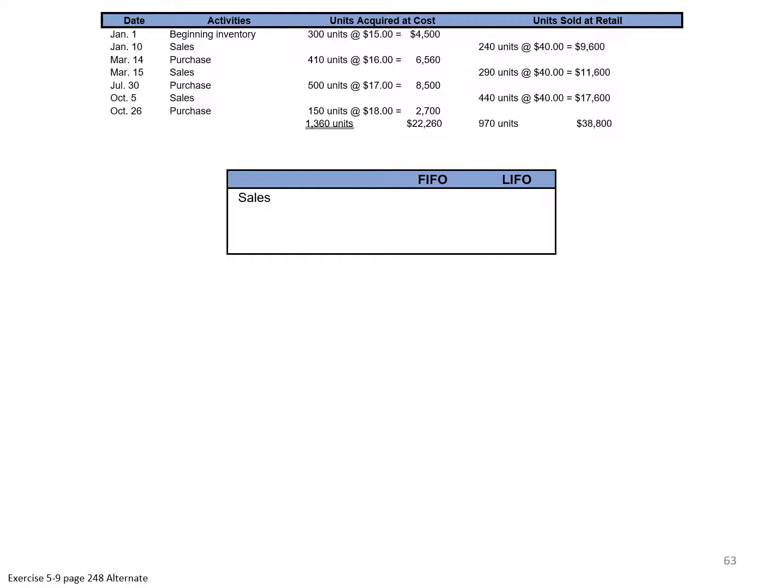Under the FIFO and the LIFO methods, they tell us our gross sales are $38,800. We computed cost of goods sold under FIFO to be $15,480. Under LIFO to be $15,720. So gross margin, $23,320 under FIFO and $23,080 under LIFO. Okay, hopefully you did well on that one. Let's move on to the next.